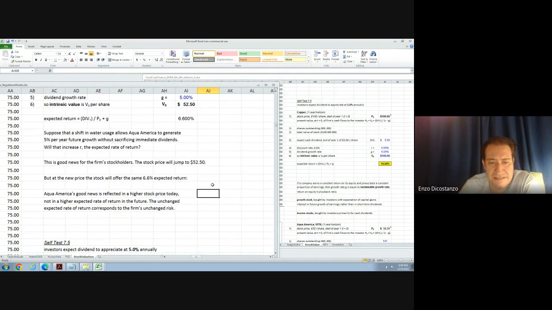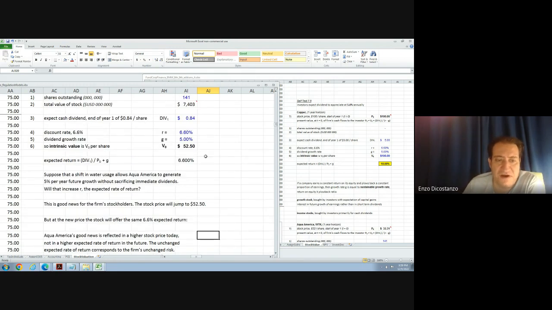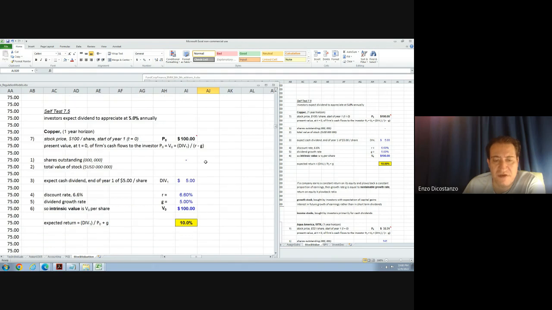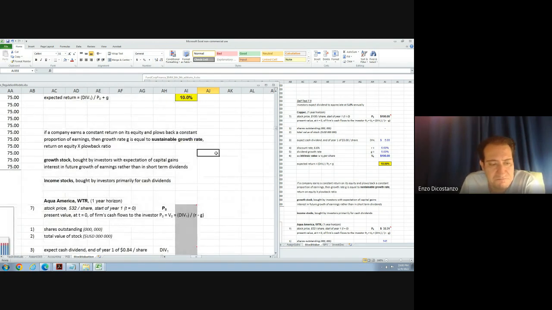Yeah, 6, 6. This was 6, 6, and 5. So again, looking at a different expected return. If you're coming in at 52, your return, you're looking at a 6.6 return. But if you're coming in at 100, it can change. So the price you come in changes what the return is going to be. Okay, that happens every time.